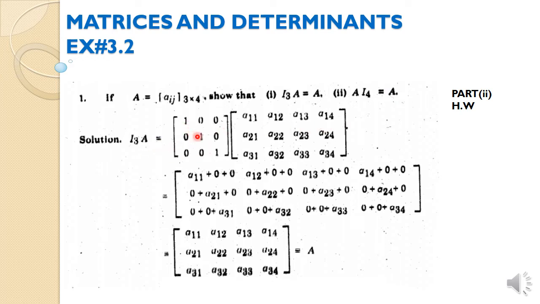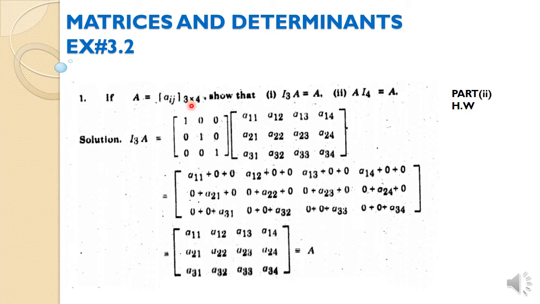So students, start with the solution. I3 into A, where I3 means the identity matrix of 3 by 3 order. So this is the identity matrix of 3 by 3 order. What is an identity matrix? In an identity matrix, all the diagonal entries are the same and not equal to 0, and all the remaining entries are 0.